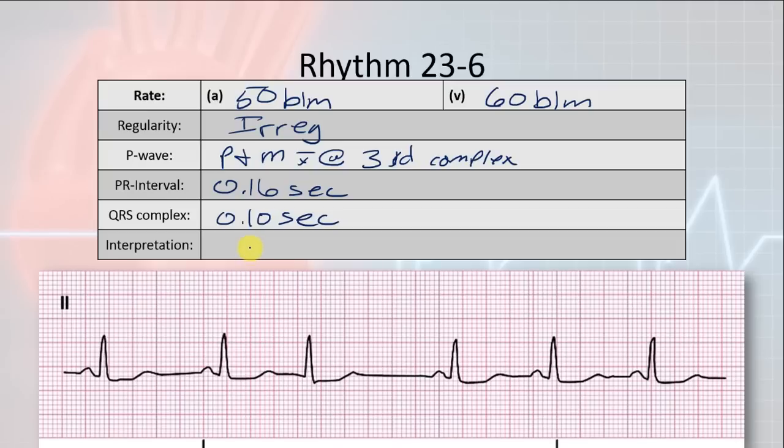Interpretation: always interpret the underlying rhythm first. In this case, the atrial rate appears to be 50 beats a minute. So if you put sinus Brady, I would accept that as far as homework in my class. But it is irregular, and you have to identify why it's irregular. In this case, this third complex right here kind of threw us for a bit of a loop. So what exactly is the problem here? There's no P wave in front of it, but the QRS and T wave look exactly the same all the way across. So we're going to identify this right here as a premature junctional complex.